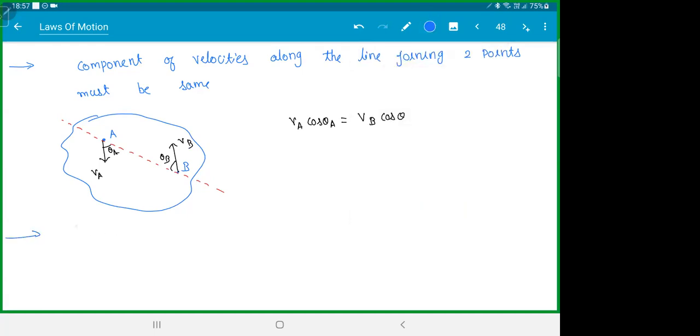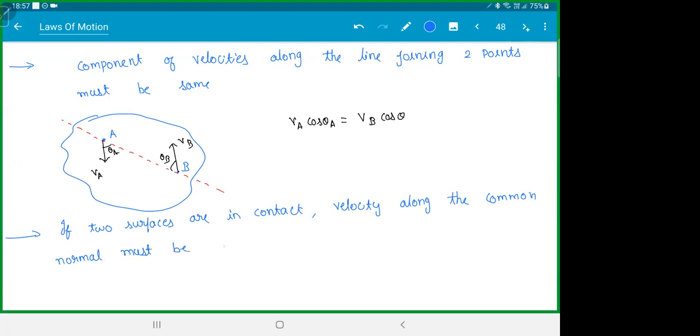So further extending this, if two surfaces are in contact, the velocity along the common normal must be the same. Again, same reason. If it is not the same, the body will either deform or compress. That's it. For a rigid body, the whole story is that you can't compress, you can't deform. Just because of that one property, you get a lot of data from there.